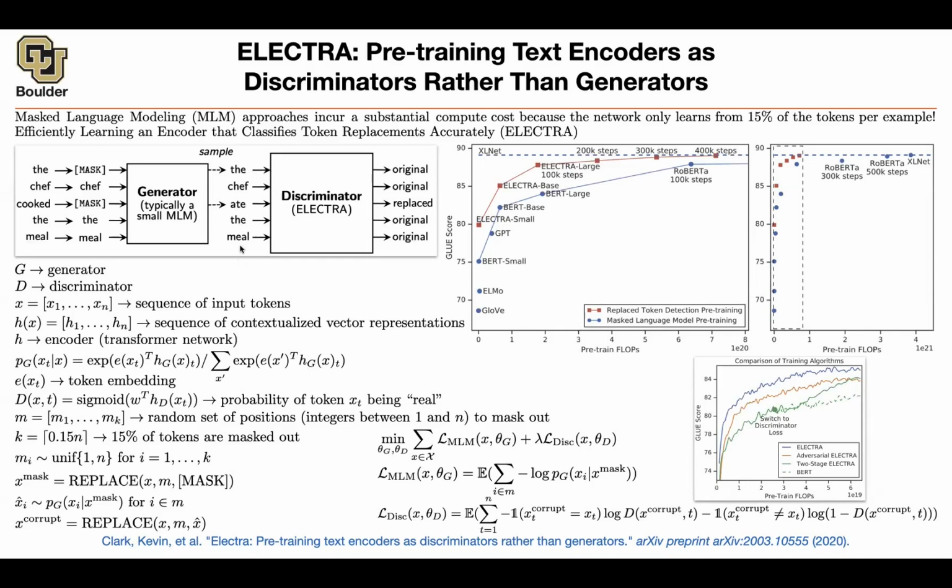Whenever you hear this phrase, replaced token detection pre-training, this is what is happening here. The replaced token prediction: which token was replaced, which one was real. The other one is comparing BERT, two-stage ELECTRA, adversarial ELECTRA, and ELECTRA, and you can see ELECTRA is doing better. This is one of those systematic studies. You have these options. For two-stage, in the first stage, go ahead and train your generator. In the second stage, train your discriminator while fixing the generator. That's two-stage. Adversarial ELECTRA has only the adversarial loss. It doesn't have that masked language modeling loss. And ELECTRA has exactly this loss.